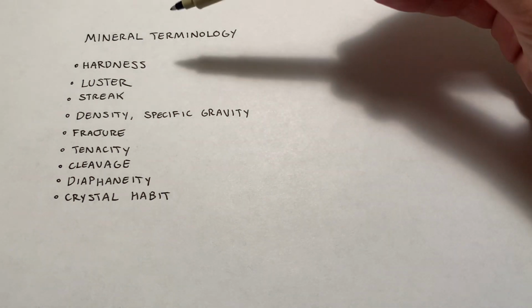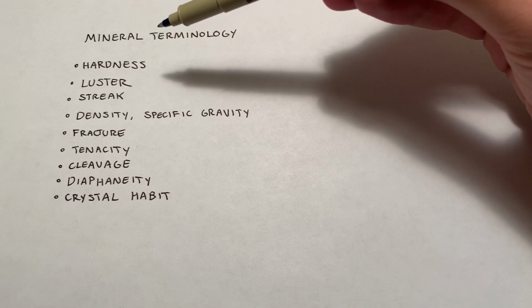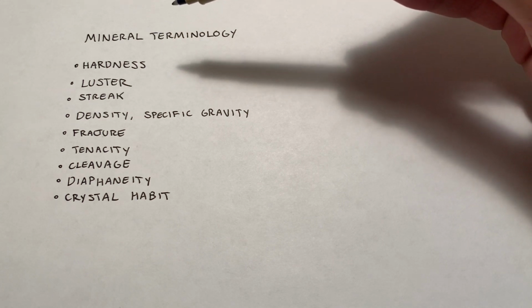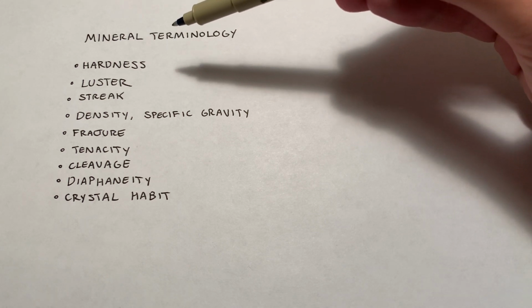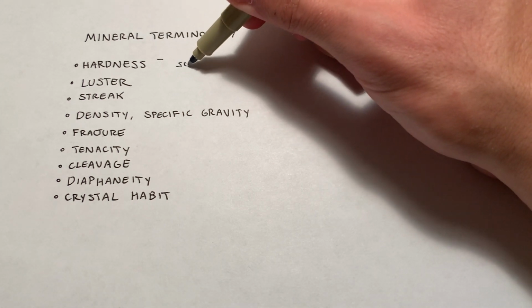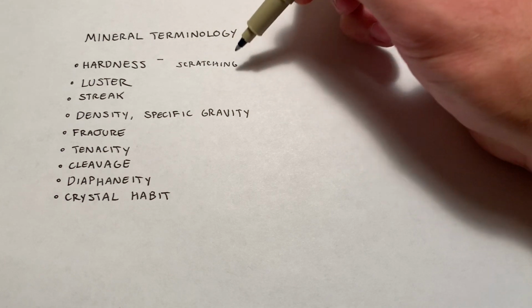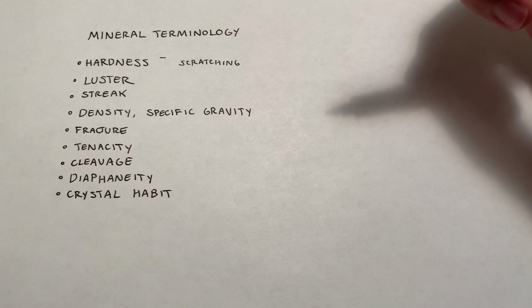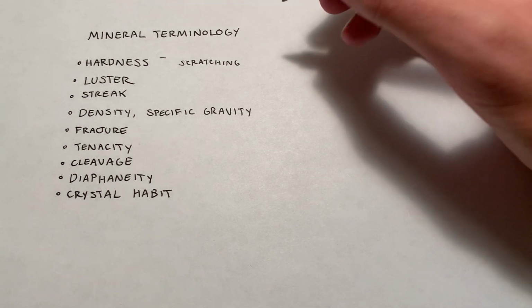So hardness. The layperson might think of hardness as, how do I define this without saying hard? How not soft something is, right? But in the context of mineral identification, it refers specifically to its resistance to scratching. So if you scratch a mineral against another one and the first one gets scratched itself, then it's softer. It has less hardness than the other one. That's a little bit cryptic. That didn't sound too well.